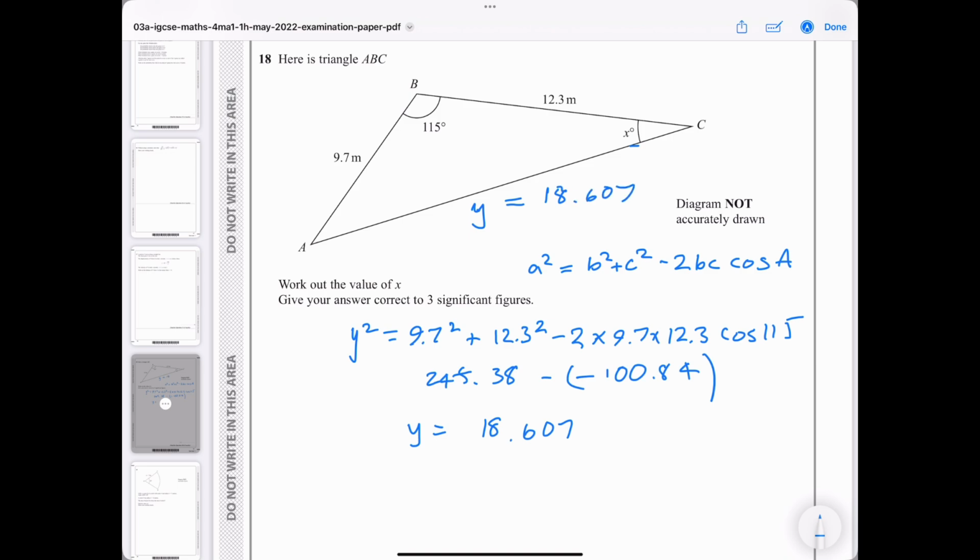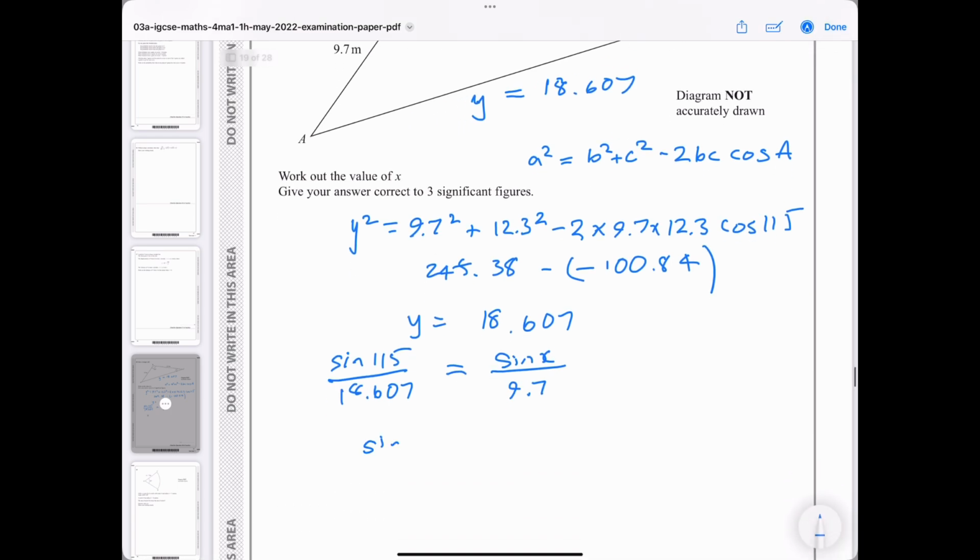I would keep everything in your calculator at this point. Then that means sine of 115 over 18.607 equals sine of x over 9.7. So sine of x equals 9.7 times sine 115 over 18.607.